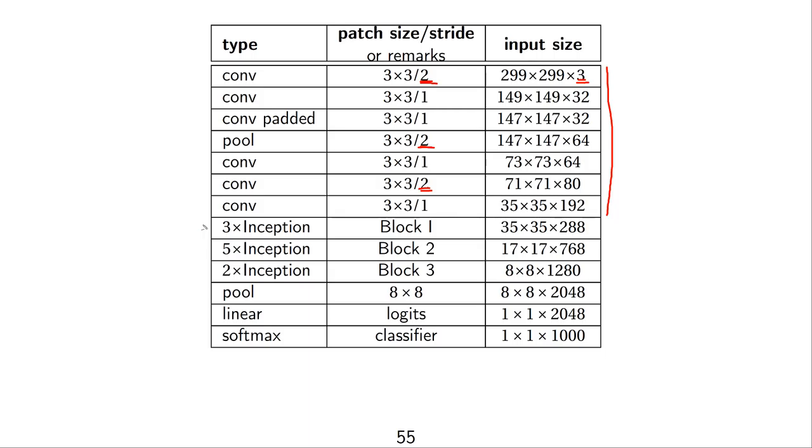So block 1, 2, 3, these were the three blocks we discussed before. So we have 3 times inception block 1, 5 times inception block 2, and 2 times inception block 3. So at the end of all this, we get this 8x8 by 2048 tensor. And this 8x8 times 2048 tensor is simply put into a pooling layer where all these spatial pixels are more or less averaged.